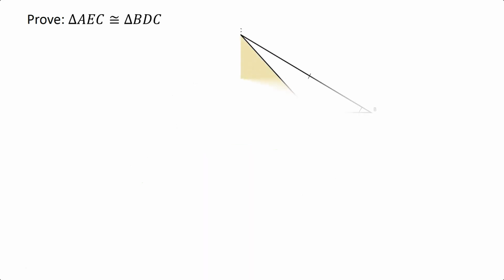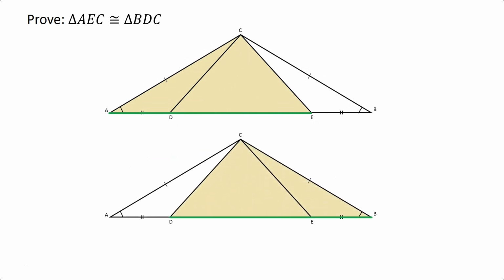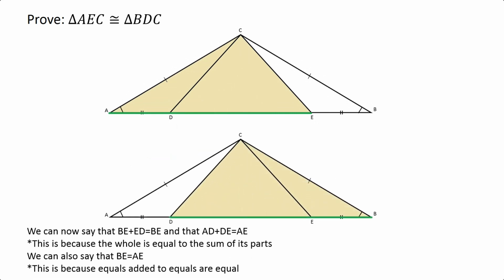First, we have a few things we have to cover. We need to add DE to AD so that we can say that it equals AE, and we need to add ED to BE so that we can say that it equals BD. This is going to give us two congruent lines, simply because equals that are added to equals are equal.